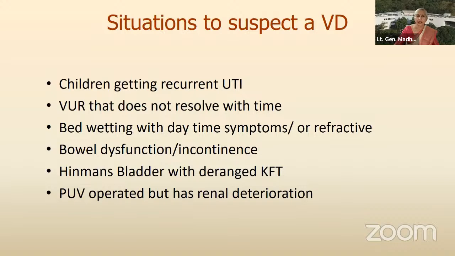So these are the clinical scenarios in which we would suspect that the bladder is behaving badly. Children getting recurrent urinary tract infections, especially girls, a vesicoureteric reflux that does not resolve in time, bed wetting with daytime symptoms or bed wetting which is refractory to normal treatment, bowel dysfunction and incontinence, what we looked at like the Hinman bladder, which looks like a very bad neurogenic bladder, but there's no neurogenic problem and the renal functions are deteriorating. Or boys who have been operated for posterior urethral valves, but have renal deterioration.